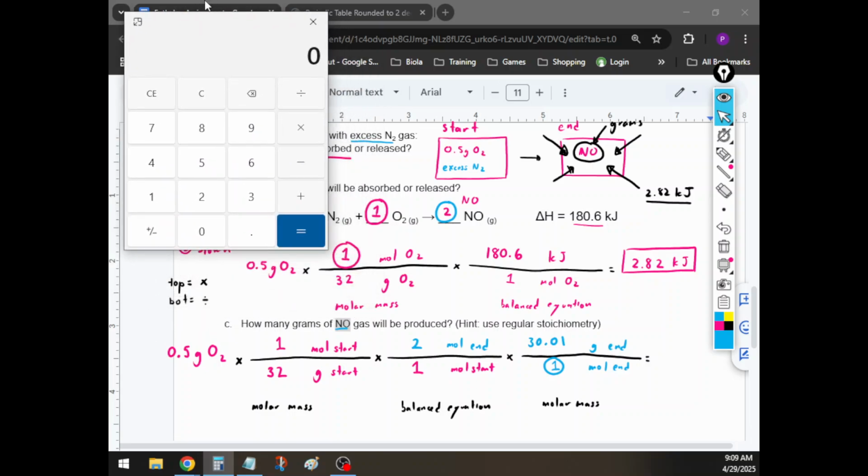Okay, so we're going to go left to right. So 0.5, again, multiply the top, divide the bottom. For this first fraction, there's a 32 on the bottom, so divide by 32. For the second fraction, we got a 2 on the top, so times 2. And then 30.01 on the top, so times 30.01. And you'll get a final answer of about 0.93. If you rounded that to 0.94, that's fine as well. I'm going to round it to 0.94, but you don't have to. And it'll be grams of your ending chemical, which is what you're looking for, so NO.